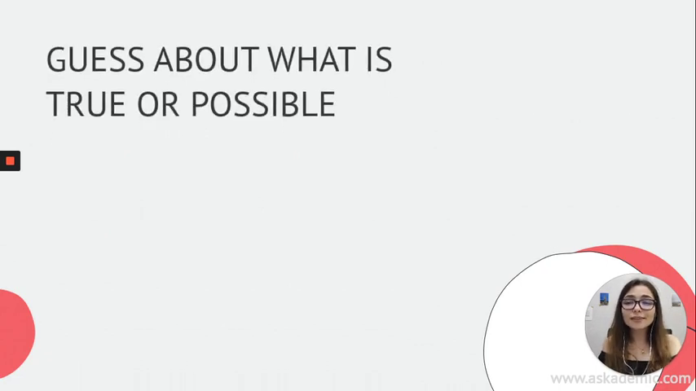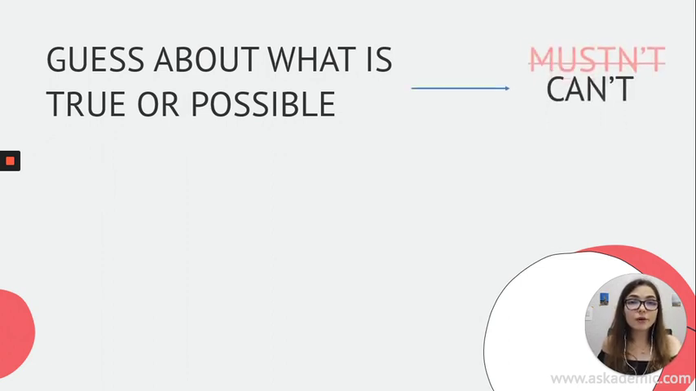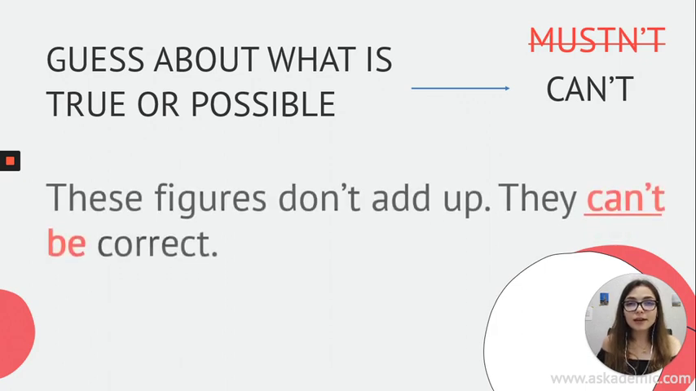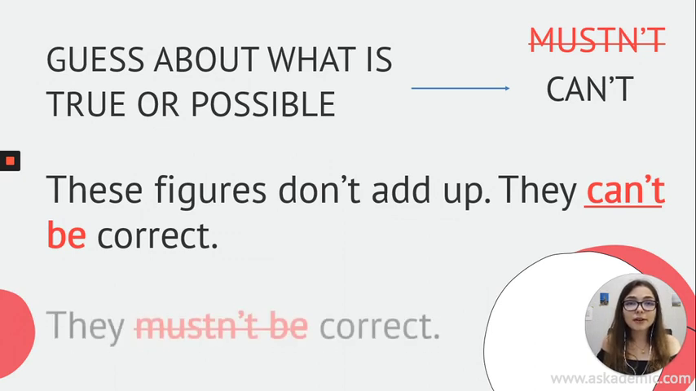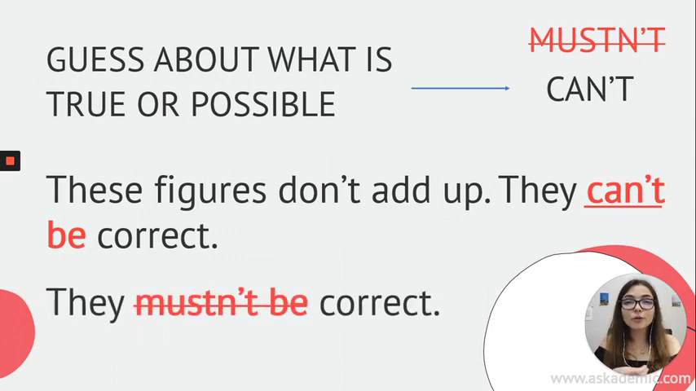While we are guessing about what is true or possible, we use can't instead of mustn't. We never use mustn't, okay? So we say these figures don't add up. They can't be correct, okay? We don't say, actually we never say they mustn't be correct.